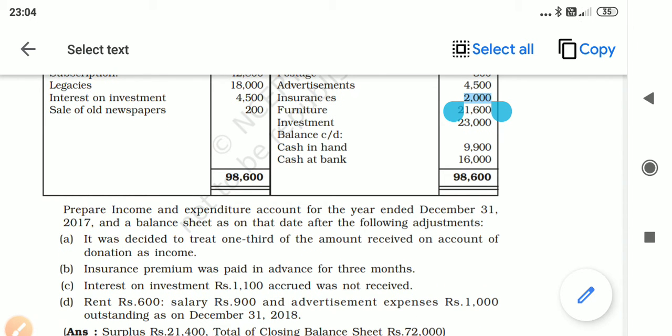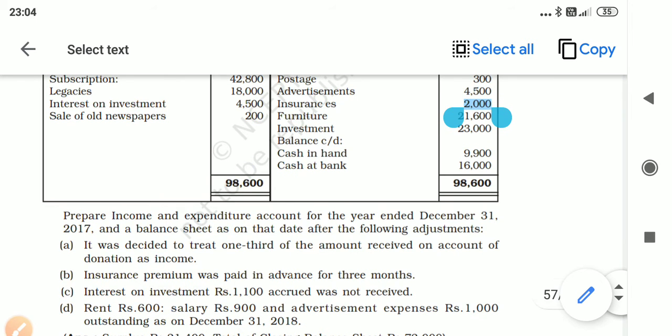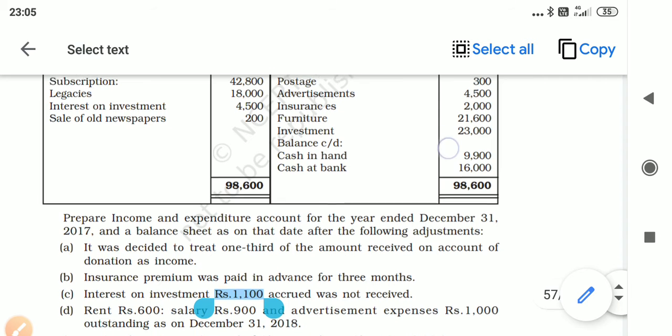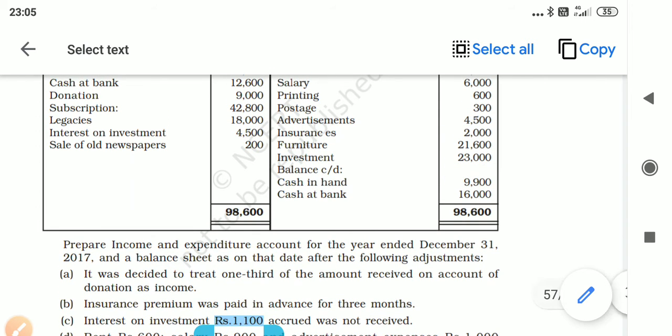Coming to interest on investment, 1,100 accrued was not received. So it is income accrued, not received. Interest on investments, income side 4,500 plus accrued 1,100, 5,600 will appear in the income side, and this 1,100 will appear in the current year's balance sheet, asset side.